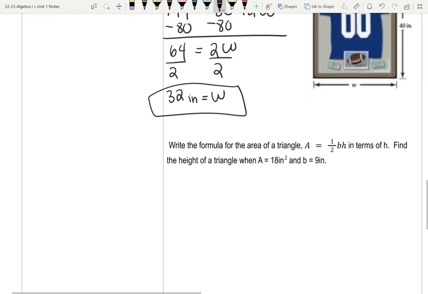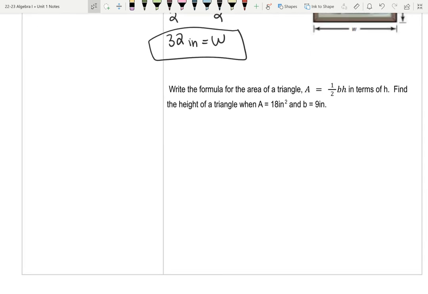We're going to do the same kind of thing down here, but this time with the area of a triangle. So I have area equals 1/2 base times height. And it wants me to rewrite it in terms of h. So I'm going to do that first because that's what it's asking us to do. So I have the area equals 1/2 base times height, and I want to get h alone. So whenever it says in terms of, that just means getting that variable alone.